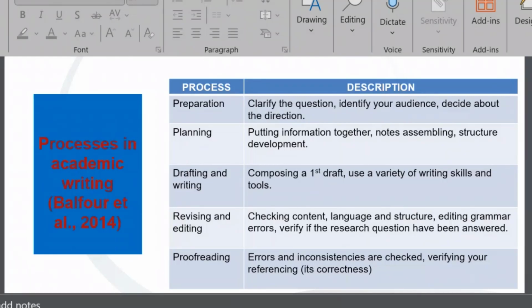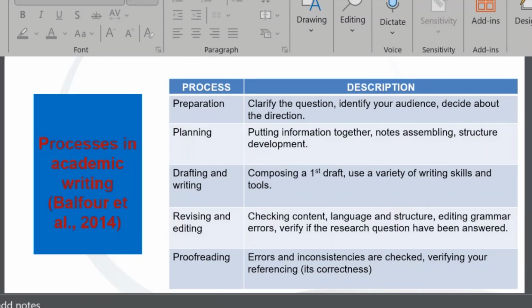So proofreading assists us to overcome the errors in our academic writing, and it also assists us to have consistency in our academic writing. And also it assists us to verify the referencing style, which is expected in that type of assignment or in that type of writing. But your preparation means you need to be aware of the question which you want to answer. Because remember that if you don't have clarity in regards to the question, there are times where you need to check, especially when you revise and edit your work.